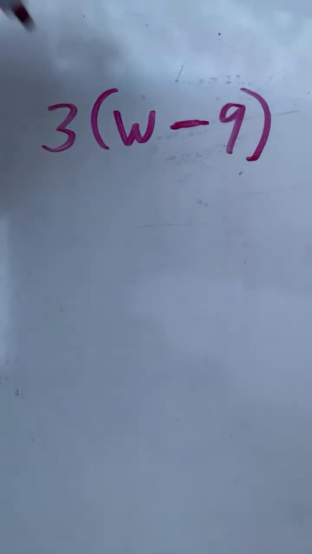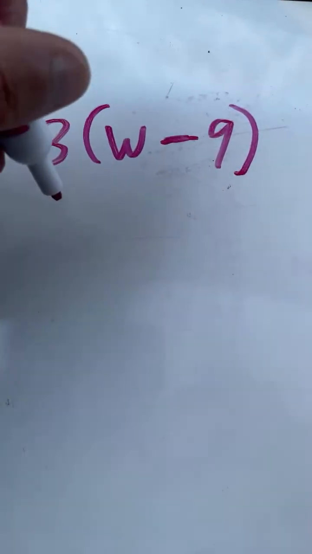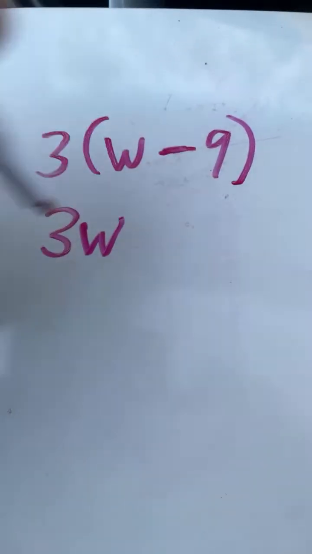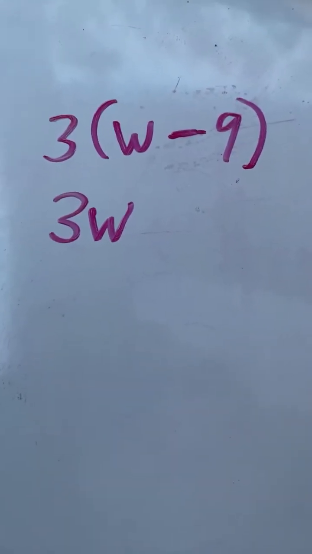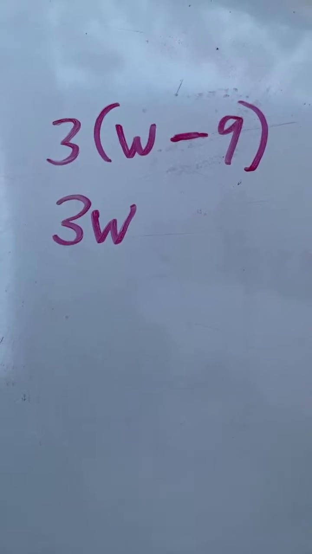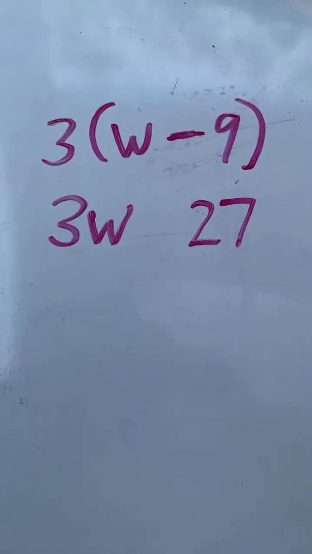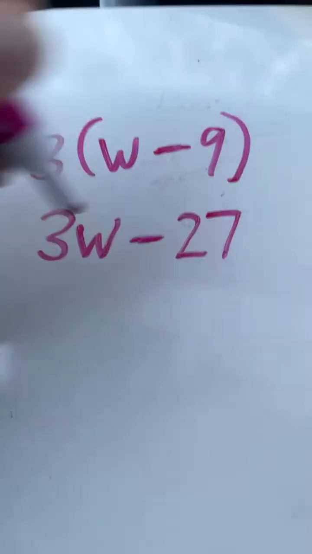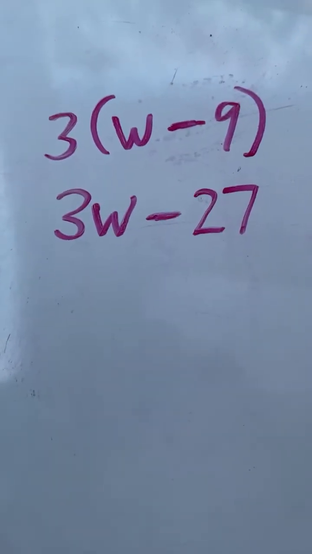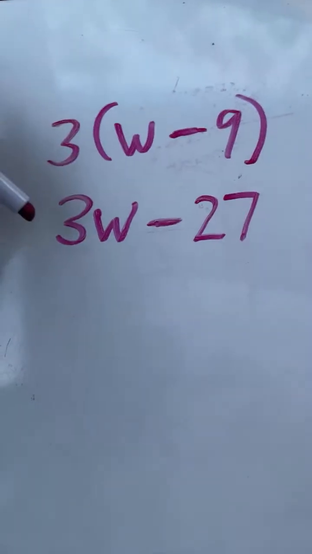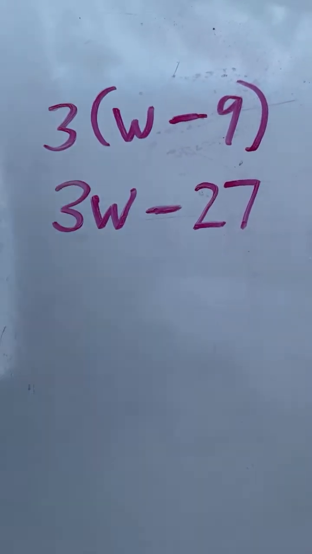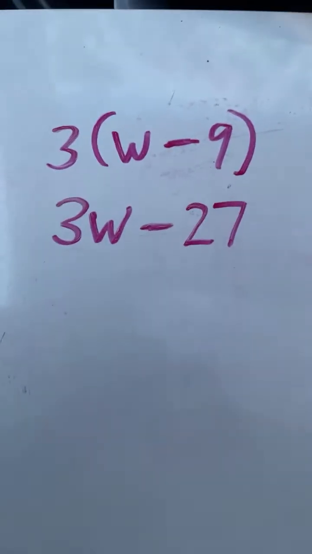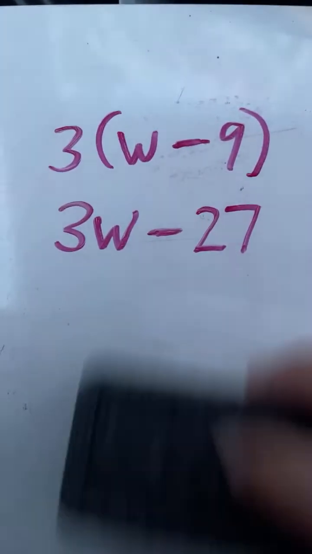So step 1, we multiply 3 times w. 3 times w equals 3w. Step 2, we multiply 3 times 9. 3 times 9 equals 27. Because we have a subtraction sign within the parentheses, we're going to have a subtraction sign within our answer. This numerical expression, simplified using distributive property, is 3w minus 27. All right, next example.